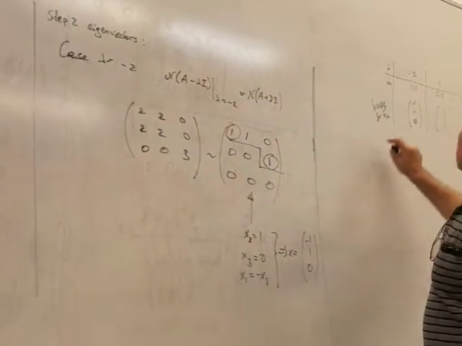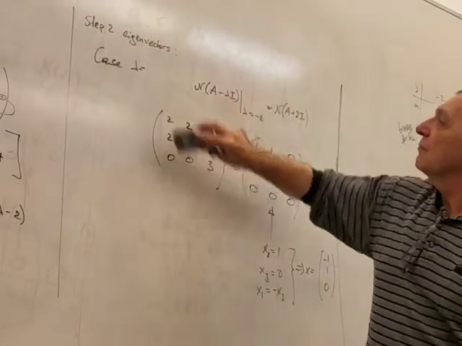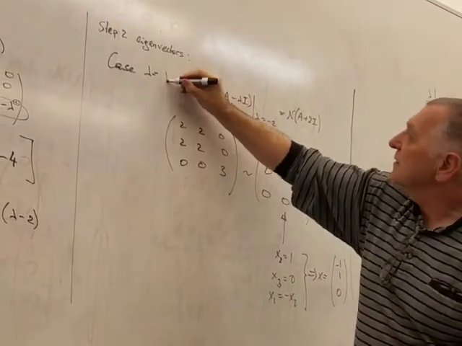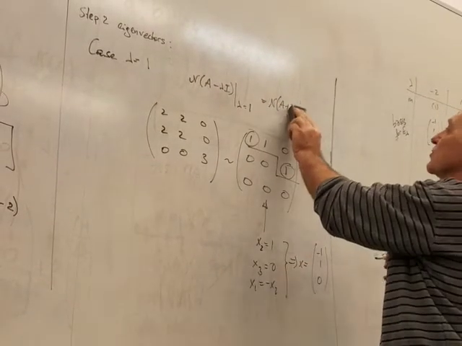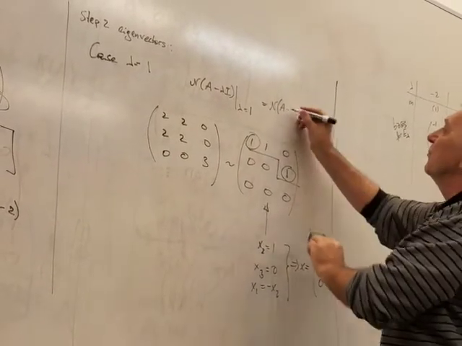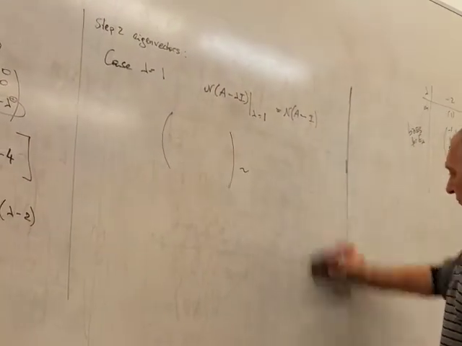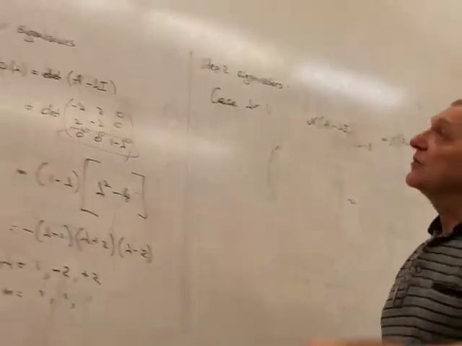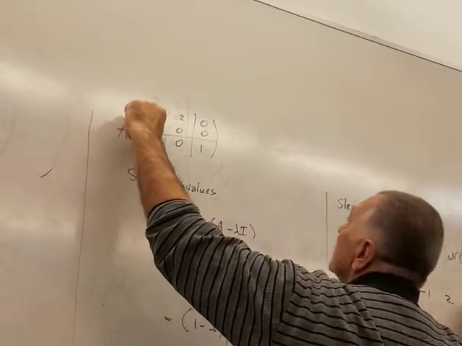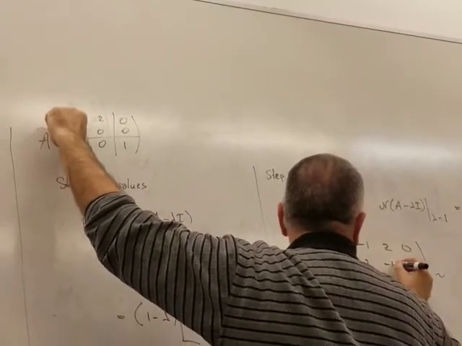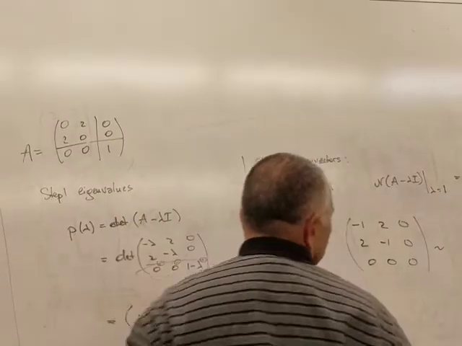Case lambda equals 1 comes next. Lambda is equal to 1. Null space of A minus lambda I when lambda is equal to plus 1. So A minus I. We subtract 1 from the diagonal. So minus 1, 2, 0, 2, minus 1, 0, 0, 0, 0.